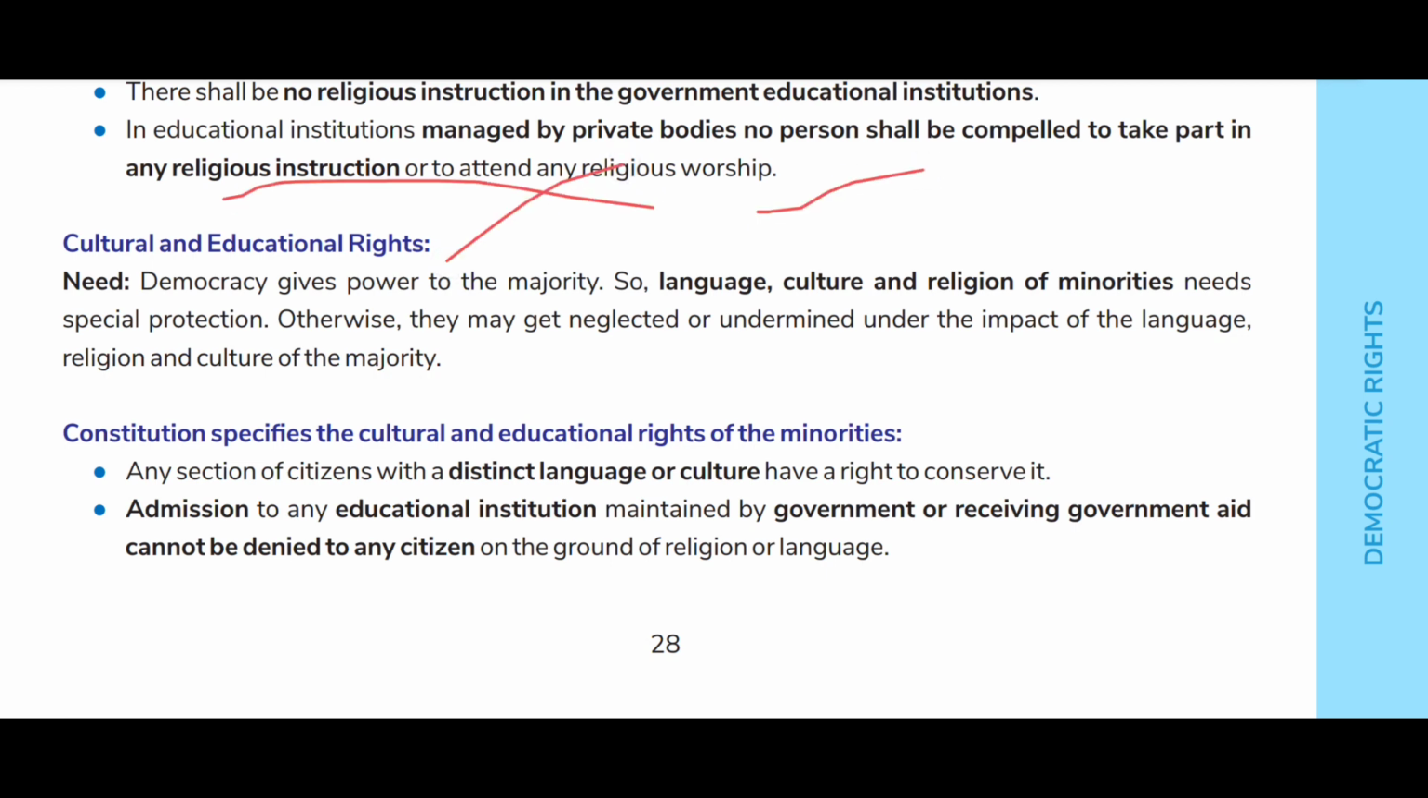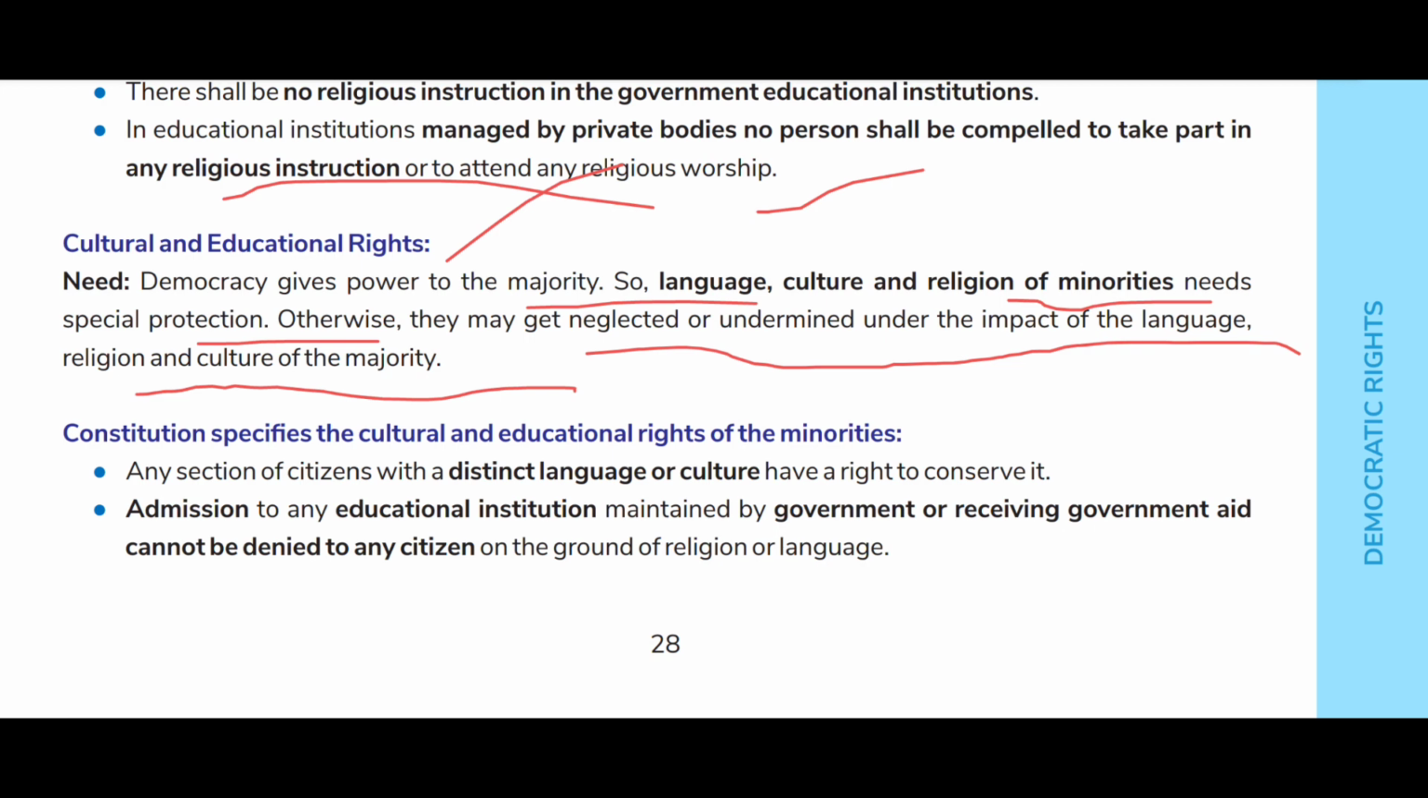Cultural and educational rights. Democracy gives power to the majority, so the language, culture, and religion of minorities need special protection. Otherwise, they may get neglected or undermined under the impact of the language, religion, and culture of the majority. The Constitution specifies the cultural and educational rights of the minorities.